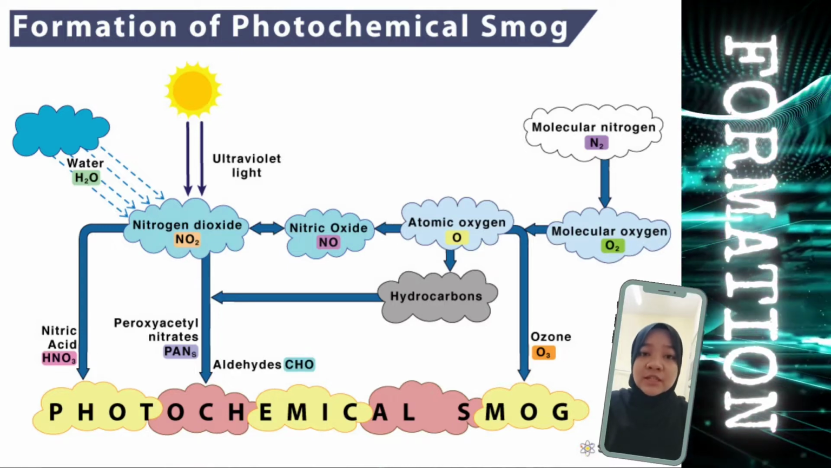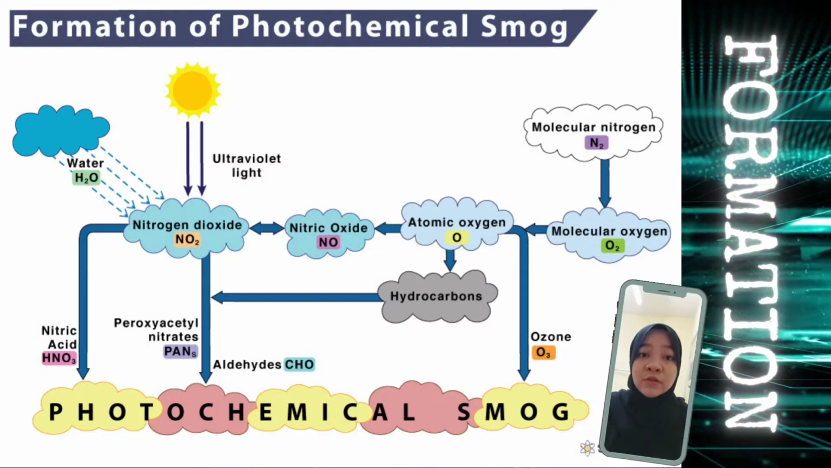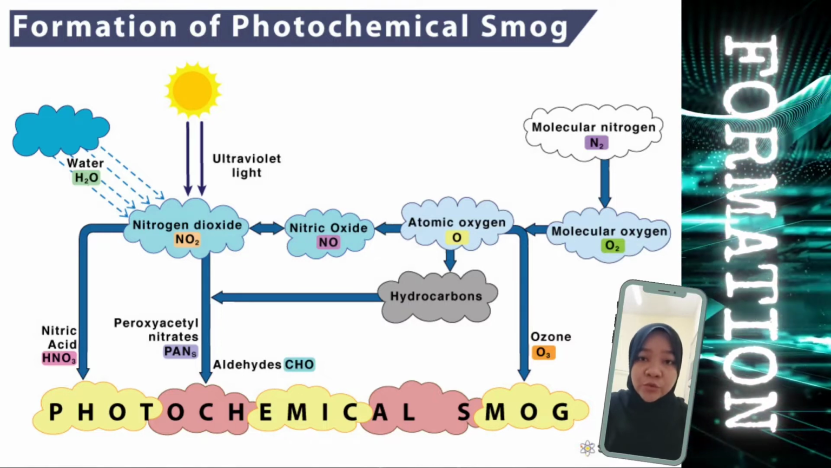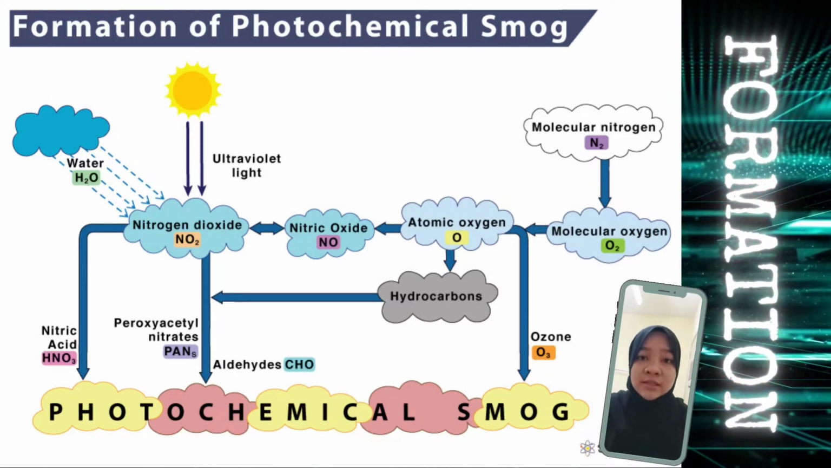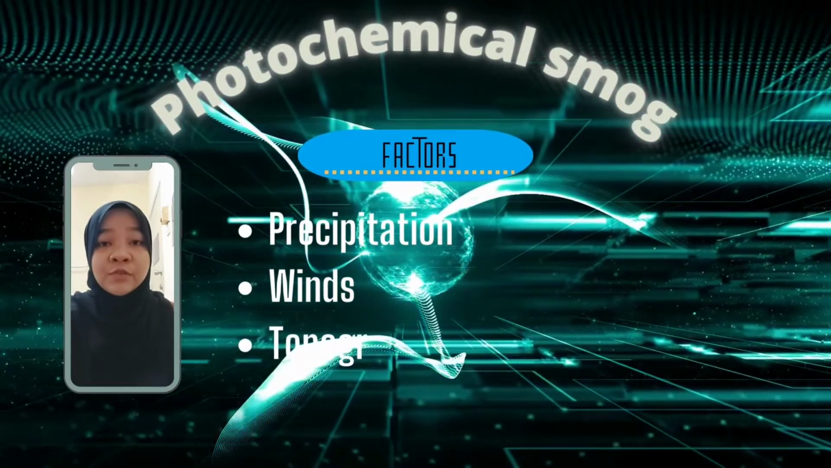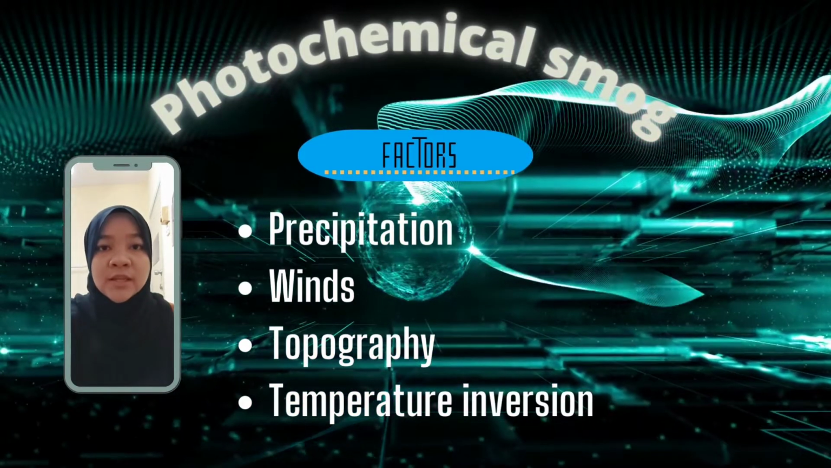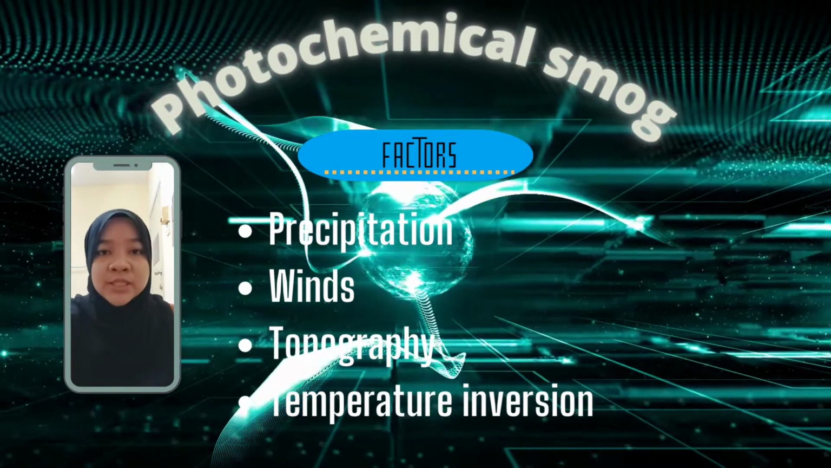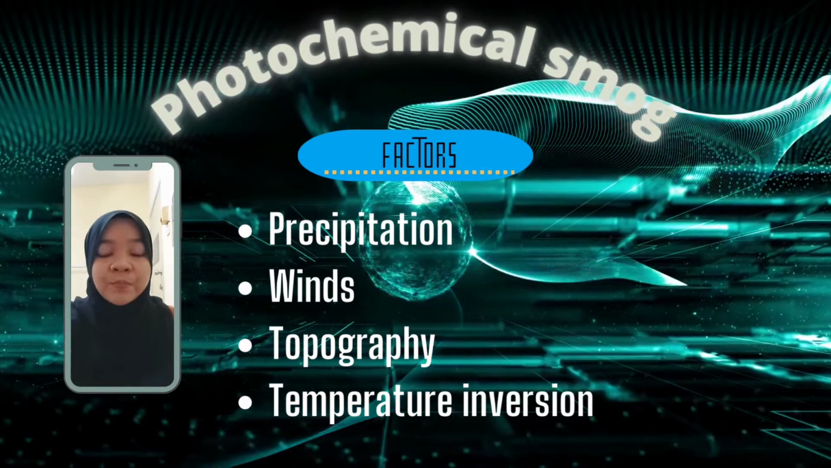This reaction is reversible. Nitrogen dioxide reacts with volatile organic compounds such as hydrocarbons to form secondary pollutants such as peroxyacetyl nitrate. There are four factors that influence photochemical smog, which are precipitation, wind, topography, and temperature inversions. Precipitation cleans the air and wind disperses the smog.